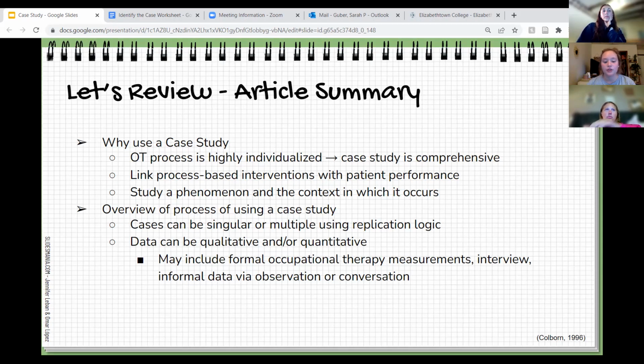And then a quick overview of the process of using a case study, which we will go into more in depth later in our presentation, is that cases can be singular or multiple using replication logic, and data can be qualitative and/or quantitative. Some of the data may include formal OT measurements, interviews, or informal data like observations or conversations.